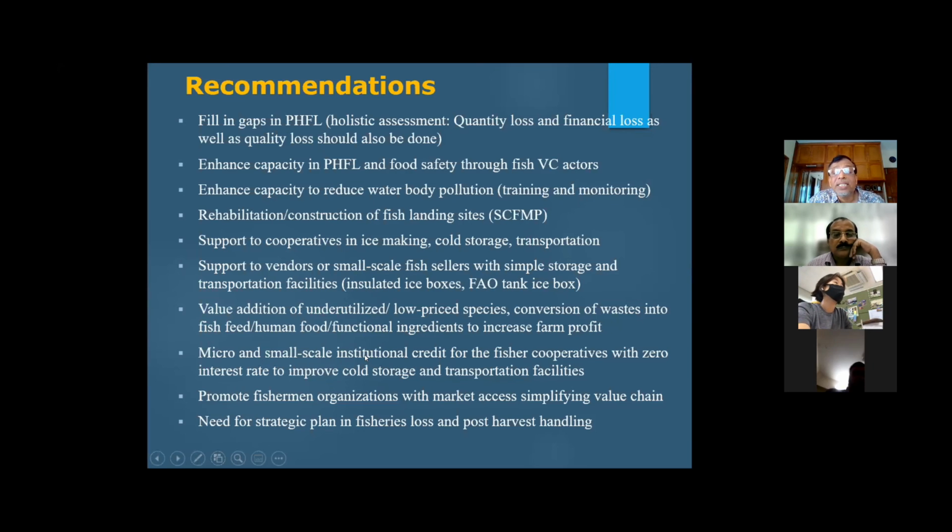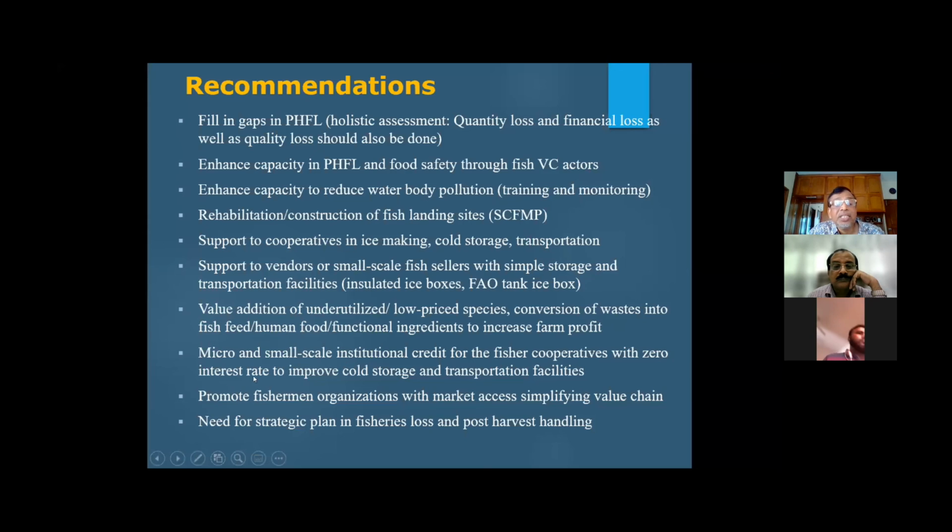Micro and small-scale institutional credit for the fishery cooperatives with a zero interest rate to improve cold storage and transportation facilities is very important, needed. And we need to promote fishermen organizations with market access, simplifying the value chain, and need a strategic plan in fisheries loss and post-harvest handling. This is all about my presentation.